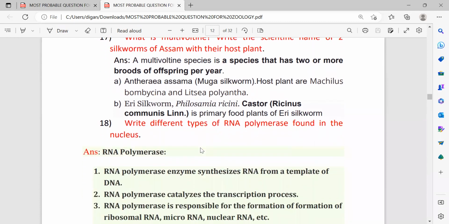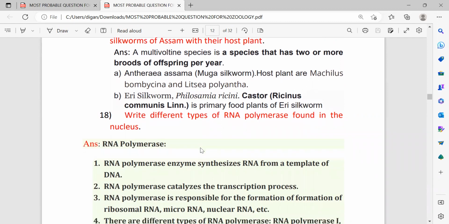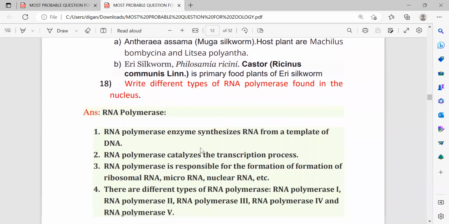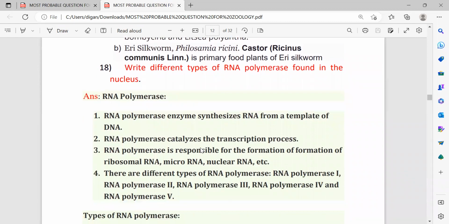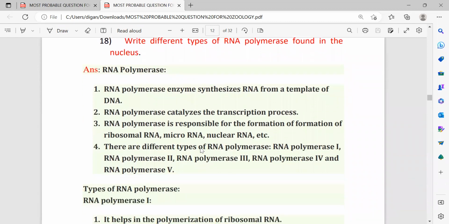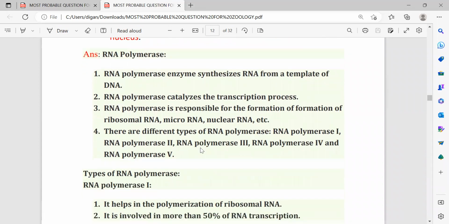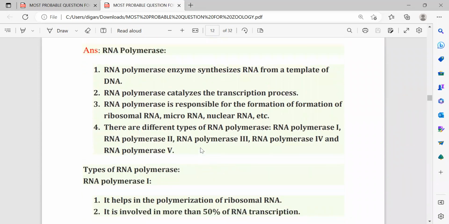So this is the definition of multivoltine, and these are the two silkworms found in Assam. In the local language, they are known as Muga silkworm and Eri silkworm. Next, write the different types of RNA polymerase found in the nucleus. So this is the RNA polymerase. If a question comes, write notes on RNA polymerase, then you have to write up to point number 4.